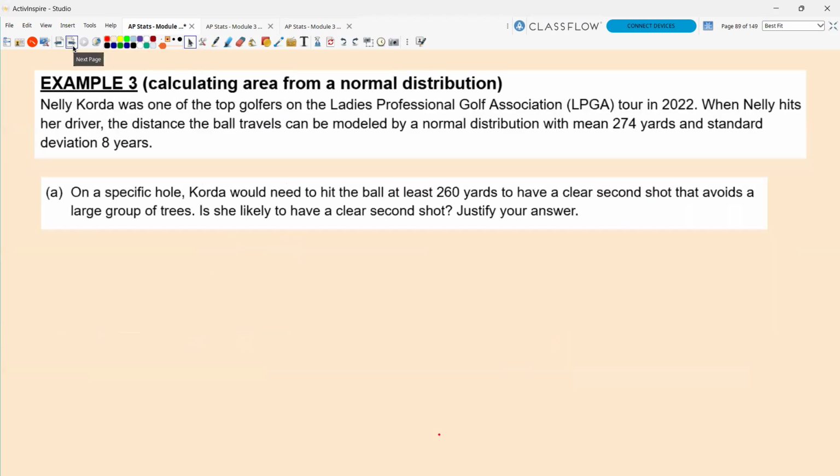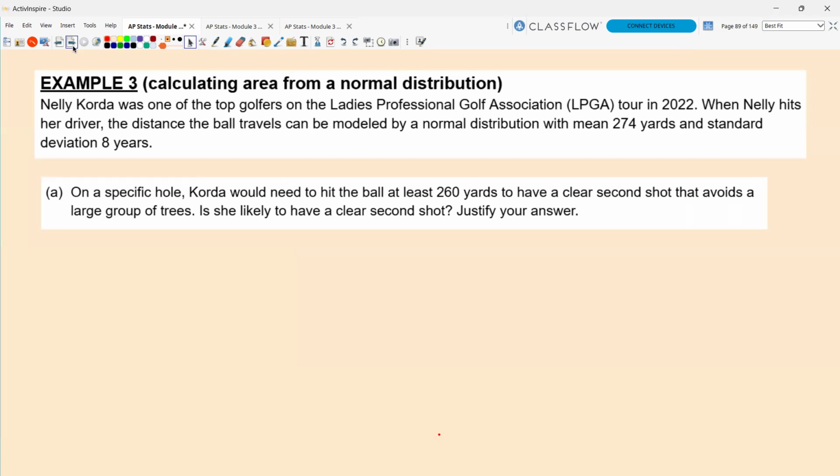Now let's talk about how to calculate area from a normal distribution. Kelly Korda was one of the top golfers on the Ladies Professional Golf Association, LPGA Tour in 2022. When Korda hits her driver, the distance the ball travels can be modeled by a normal distribution with a mean of 274 yards and a standard deviation of 8 yards.